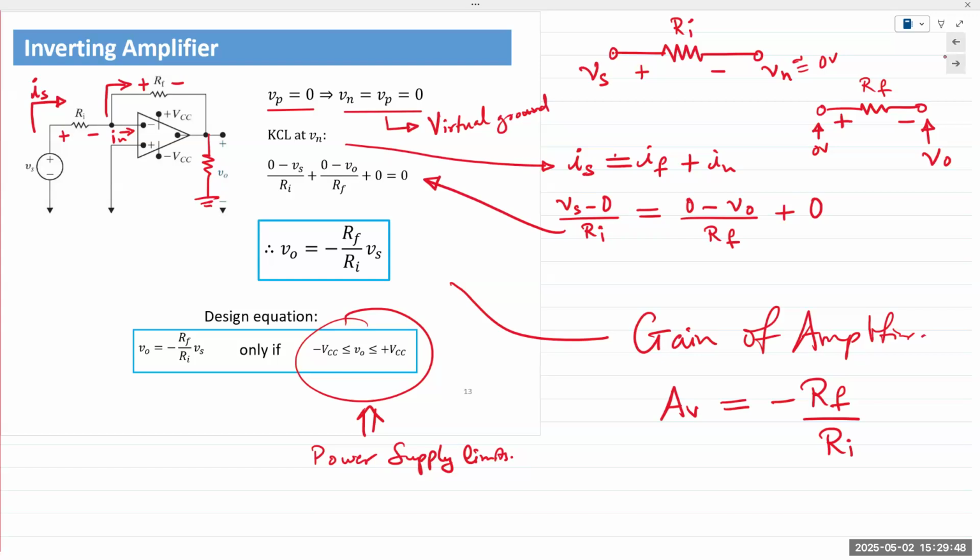Have you all used op amps in the lab? Not yet, but it's coming up next week. Perhaps. Okay.